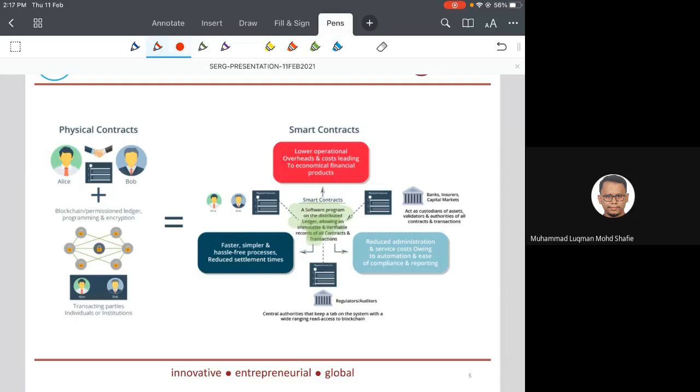Imagine you want to sell your house. Currently, if you want to sell your house, you will go through a number of third parties, for example lawyer, bank, agent, and so on. By using the smart contract, maybe in the future, not today, you can eliminate all those third parties. You only communicate between the seller and the buyer.